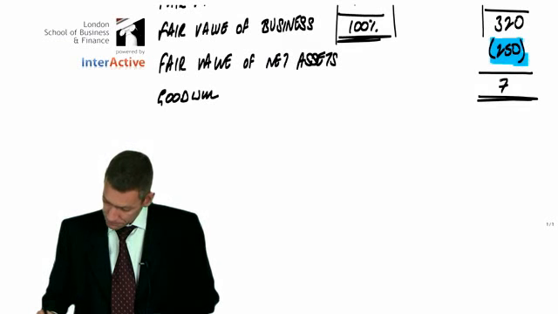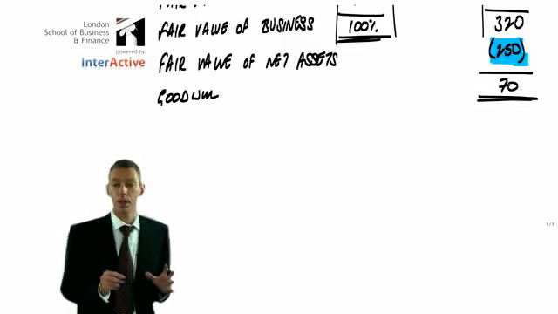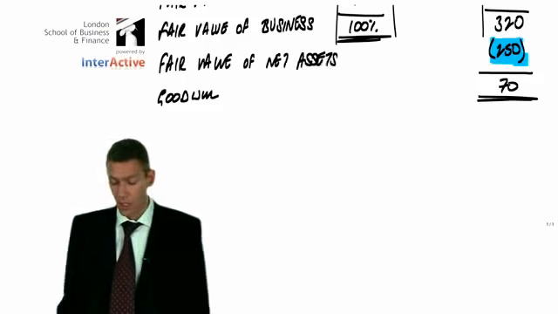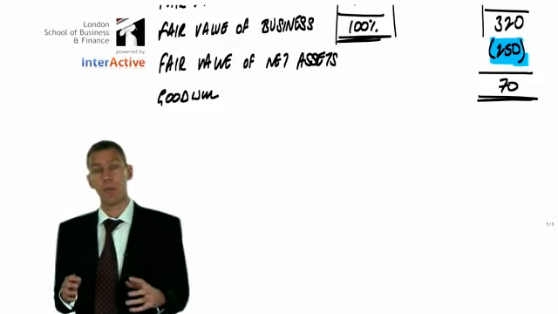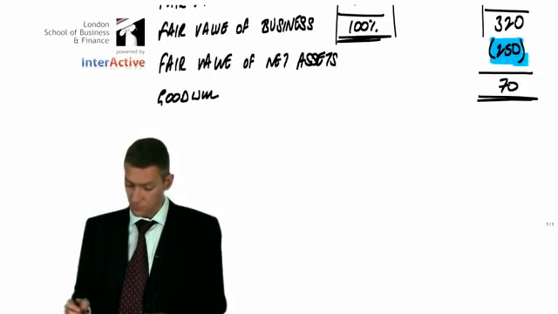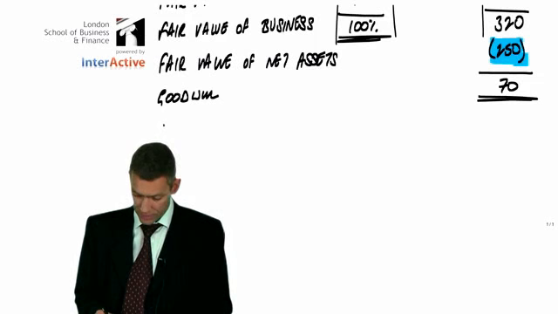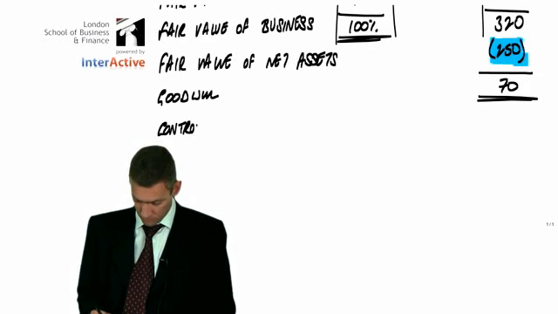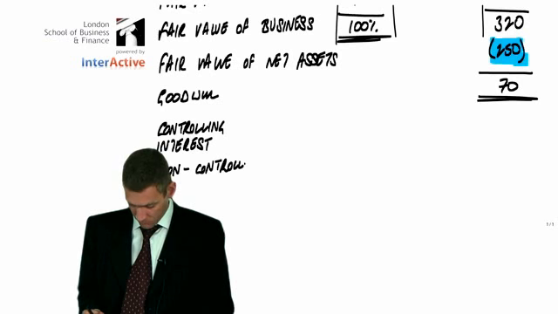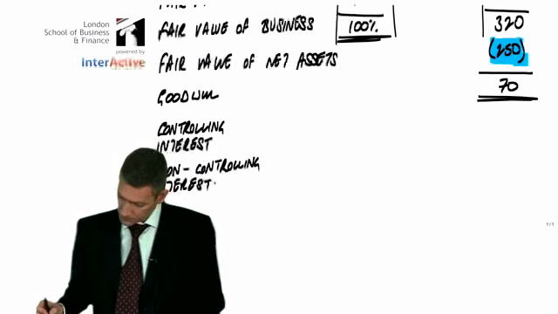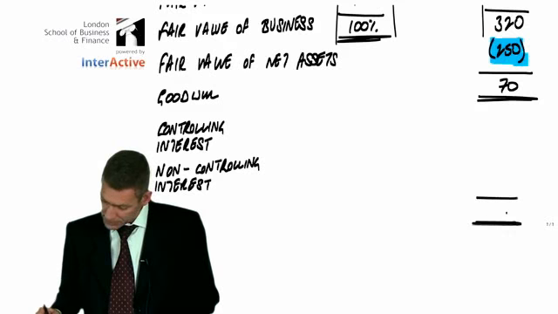And how's that come out? 70, doesn't it? Now, I'm going to do something a little bit odd here that I'll be doing very rarely throughout the course, but is available to you. Now, that 70 is partly owned by us and partly owned by them, the NCI. So there's a controlling interest and a non-controlling interest element. And it comes back to the 70.